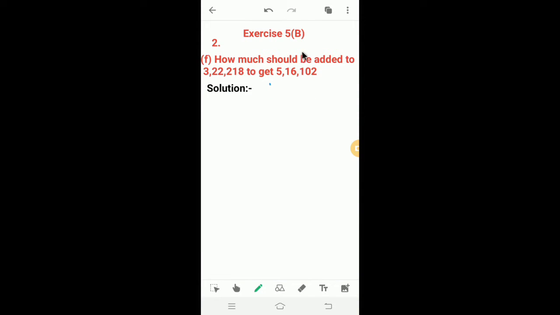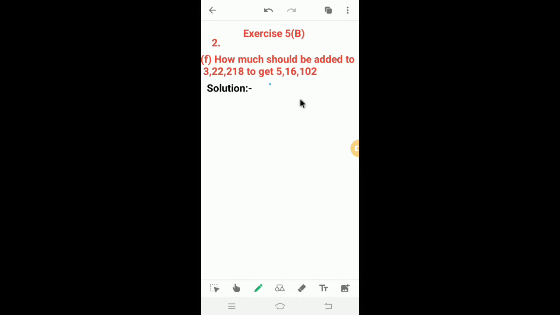Dear students, today we will continue the same exercise, exercise 5b, second main F1. How much should be added to 3,22,218 to get 5,16,102? Here we have to find out how much should be added to 3,22,218 to get 5,16,102.